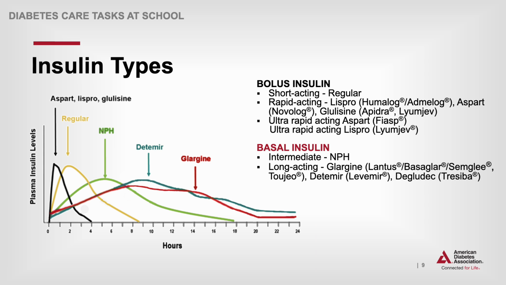Short-acting insulins are used like rapid-acting insulins, but have a longer onset and duration of action and a delayed peak. Short-acting insulin is also referred to as bolus insulin.